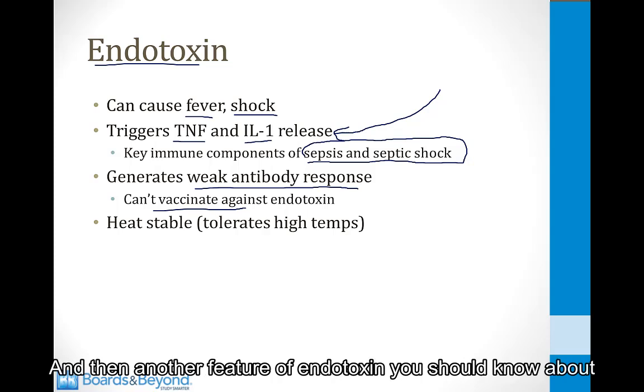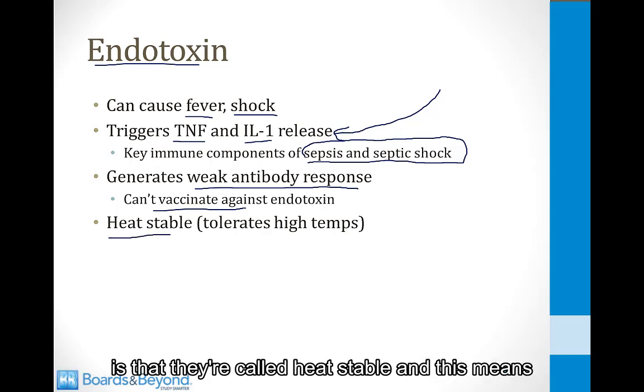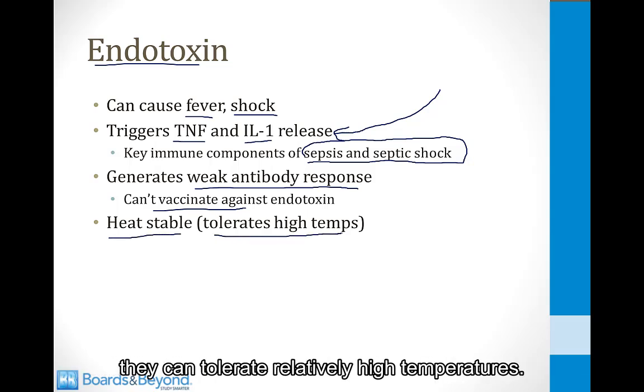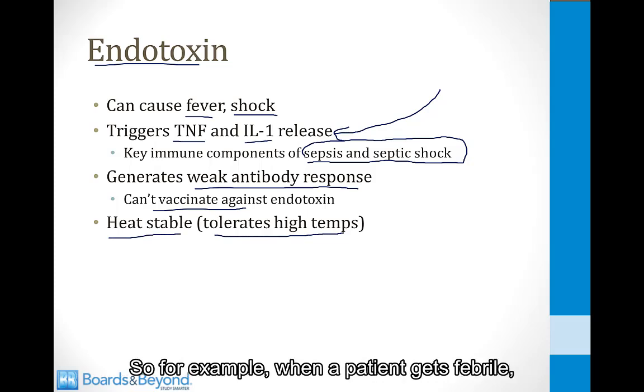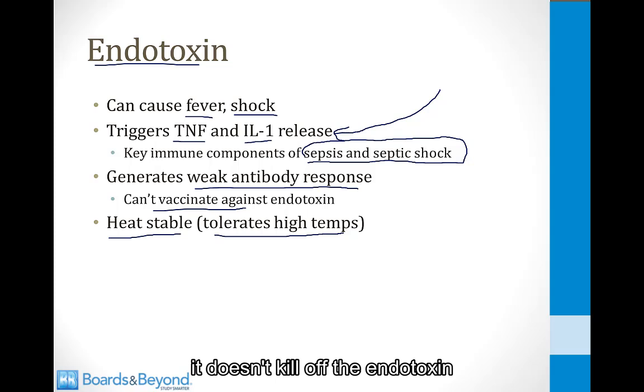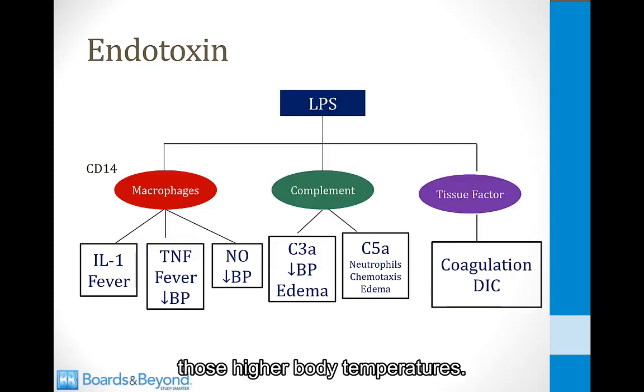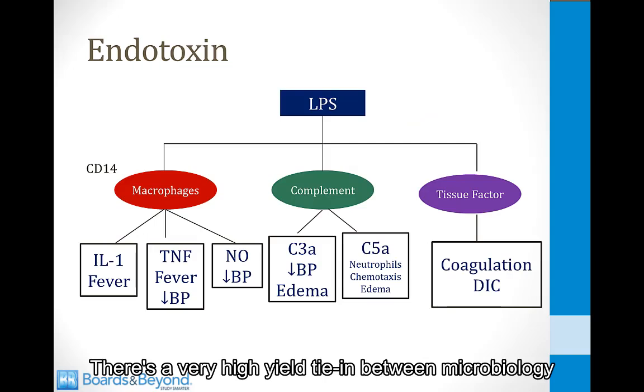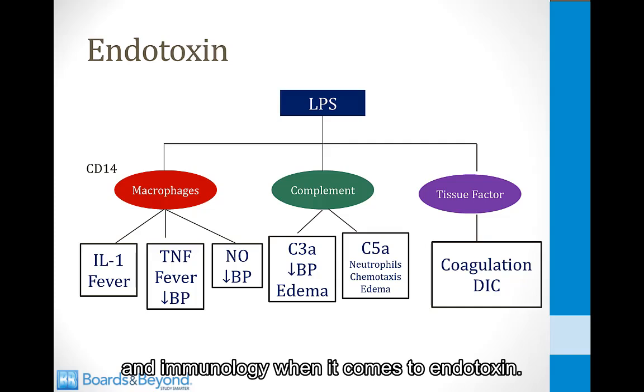And then another feature of endotoxin you should know about is that they are called heat stable, and this means they can tolerate relatively high temperatures. So, for example, when a patient gets febrile, it doesn't kill off the endotoxin because it's able to tolerate those higher body temperatures. There's a very high-yield tie-in between microbiology and immunology when it comes to endotoxin.